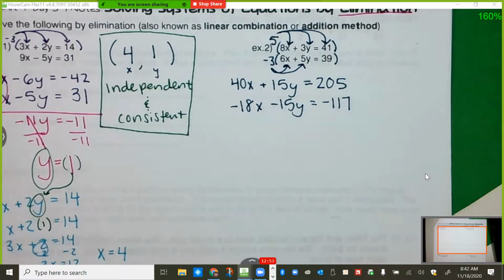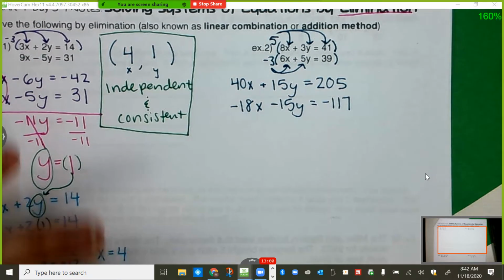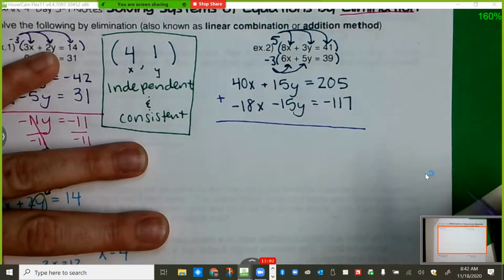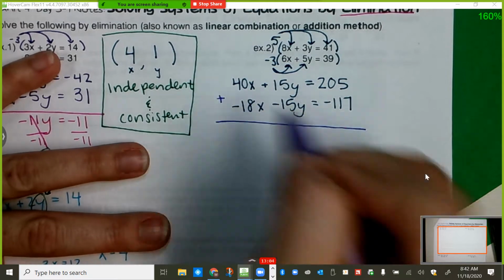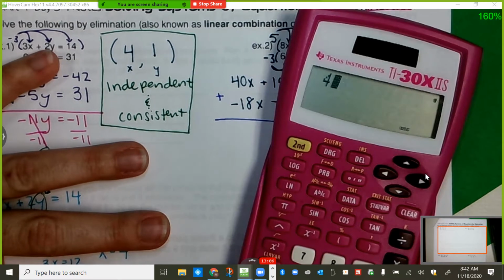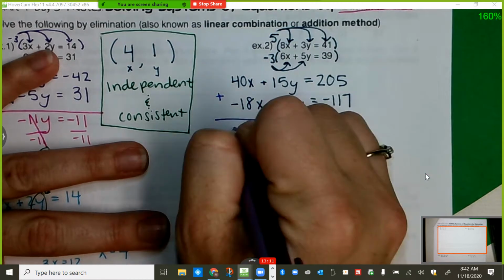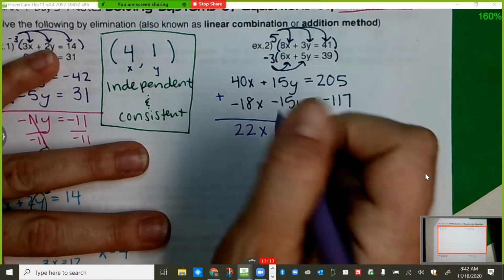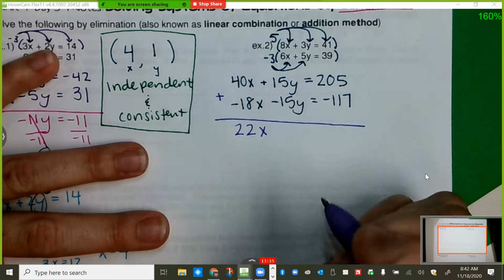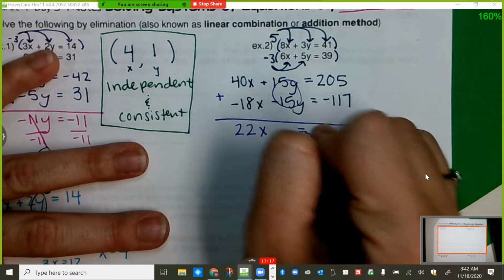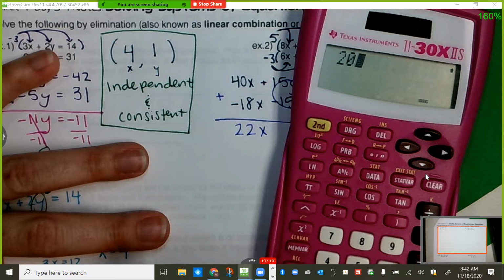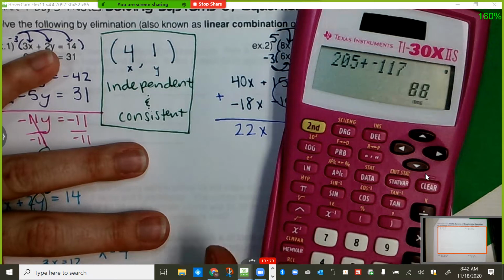Now what do I do? So we made the zero pairs. That was our first step. What's my second step? To add. We're going to do our big addition. Okay, so what's 40x plus -18x? Well, 40 plus -18 is 22. 15y plus -15y, 0, equals 205 plus -117. Is that what it was? Yeah. Is 88.